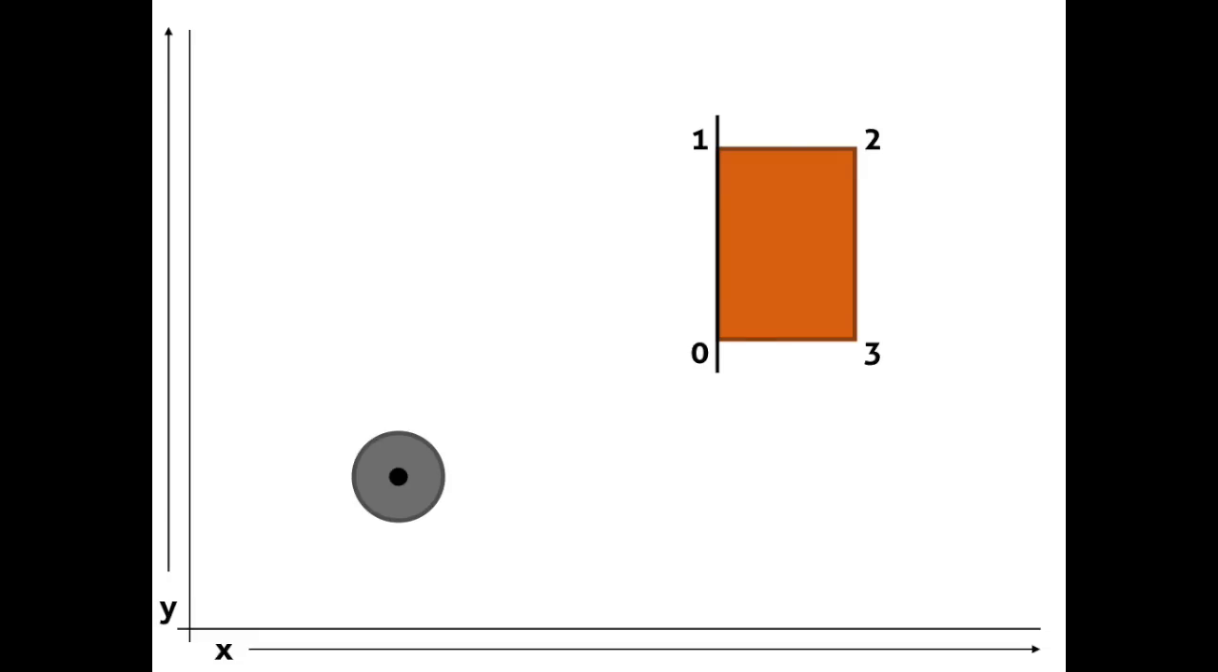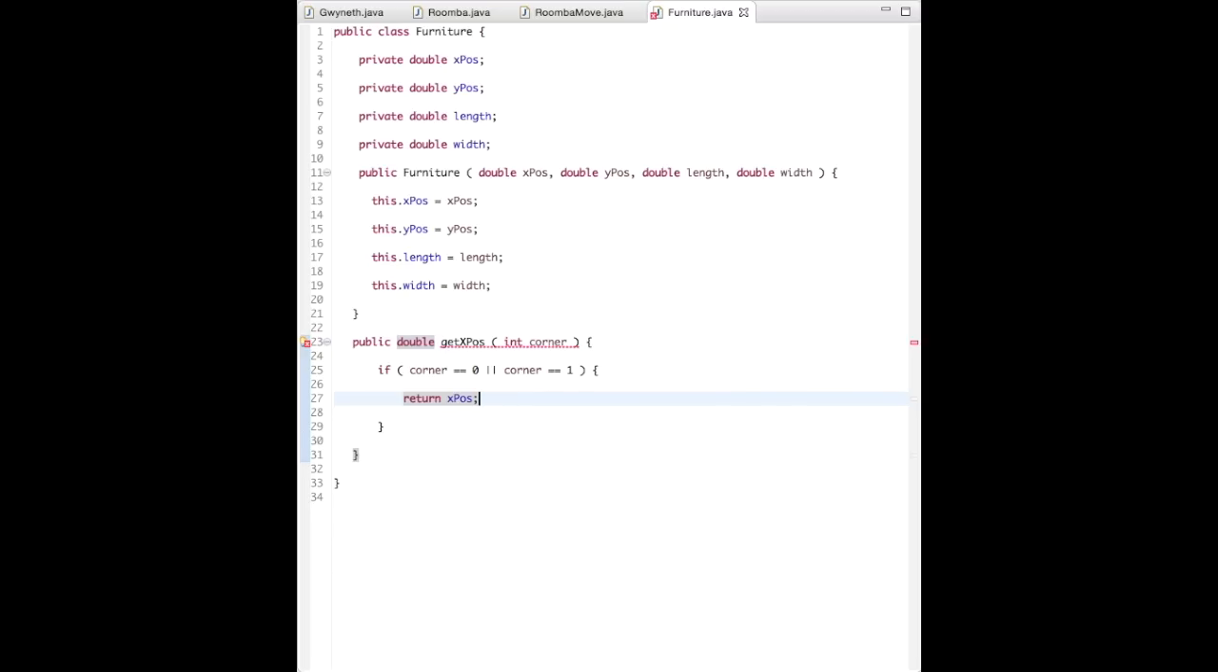Remember, we're always basing this upon the bottom left-hand corner. So if someone wants to find out the x position of the bottom left-hand corner or the top left-hand corner, then we know that these are the same distance along the x-axis. So I can simply return the x position, which remember refers to the bottom left-hand corner.